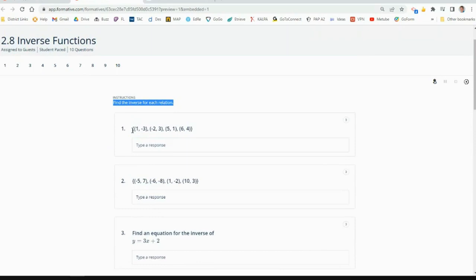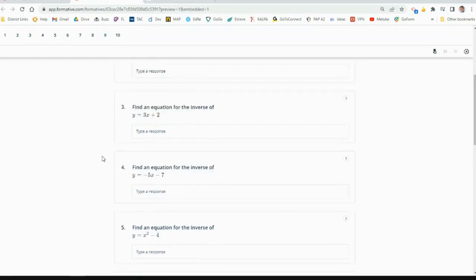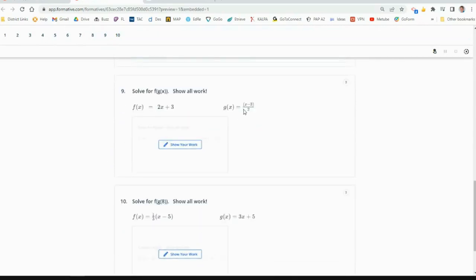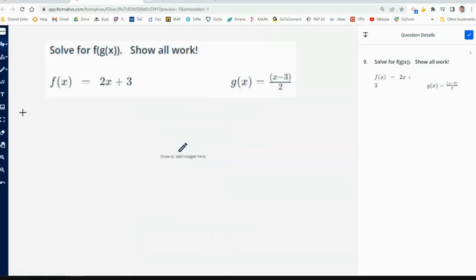You have the first 2 where I give you points, 4 points. Each of them have 4 points. Tell me what the inverse relation is. If this function has these 4 points, what 4 points do you know are in the inverse? And then these last 2 where you have f of x and g of x, these are ones you show your work. So when you click on that, it'll open up this other window, and you can use the pencil to scribble. You can click this to type if you want to type your answer. But just show your work.